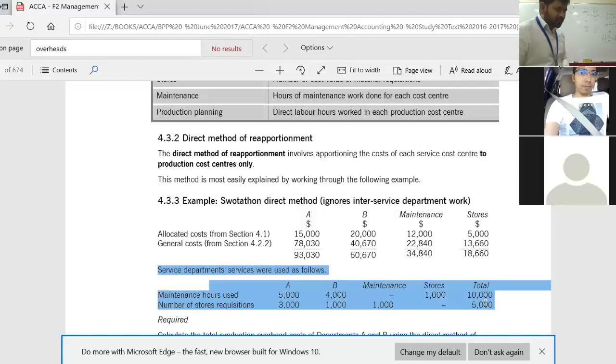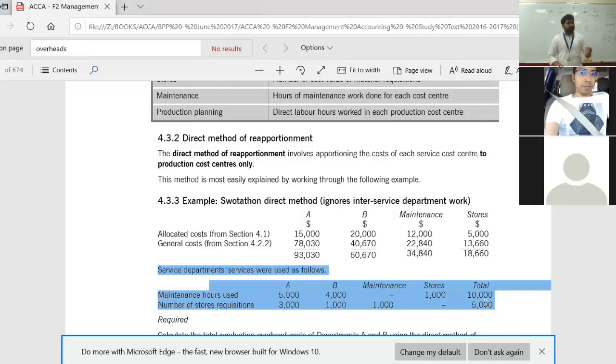When we are distributing with M, we will follow this 60, 20, 20. If we are starting from S, then S cost will be distributed first in the ratio 60, 20, 20. Then we have to distribute M, right?